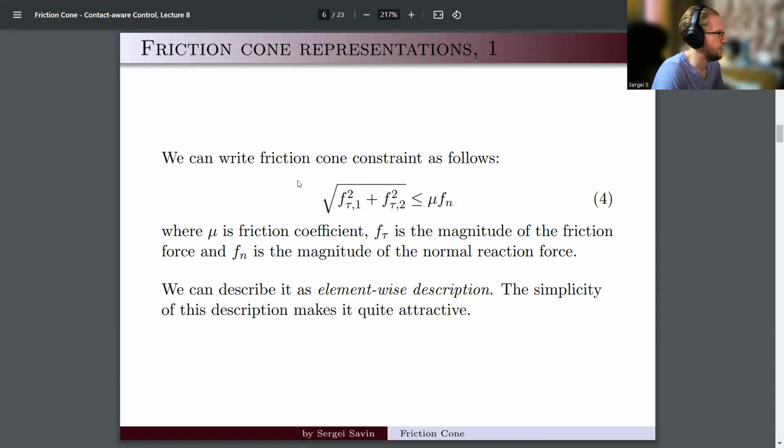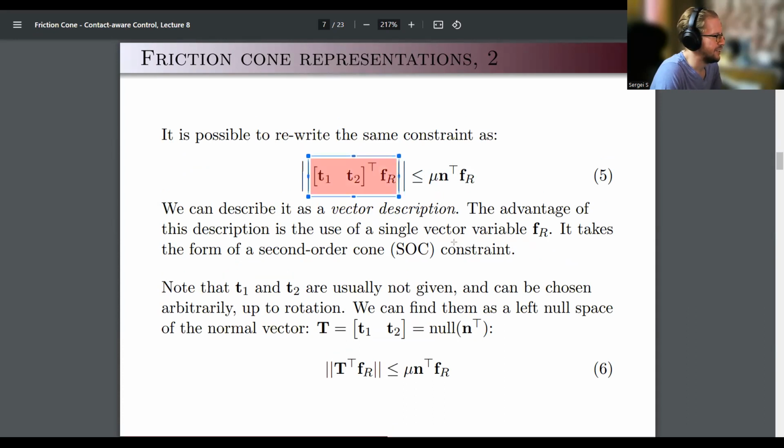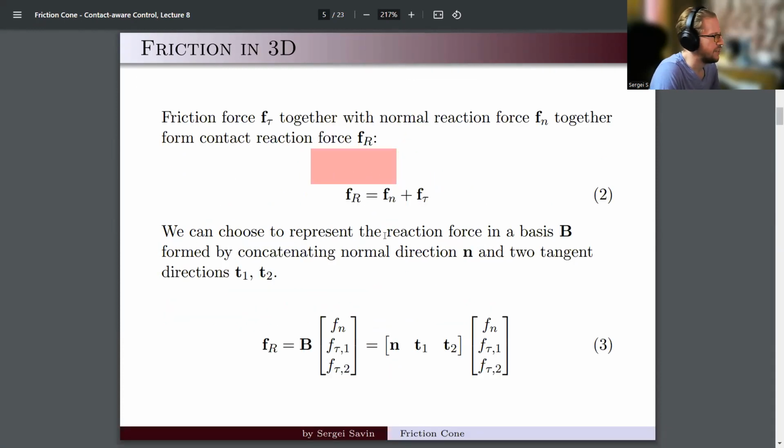So this is a simple definition of the friction cone. Now we can write the same constraint, the exact same thing, like this. And remember, this is what I wrote previously on top of the slide. Let's look at it carefully now. Remember we said, and let me go back two slides, that Fr is equal to n times Fn, T1 times F tau 1 plus T2 times F tau 2.